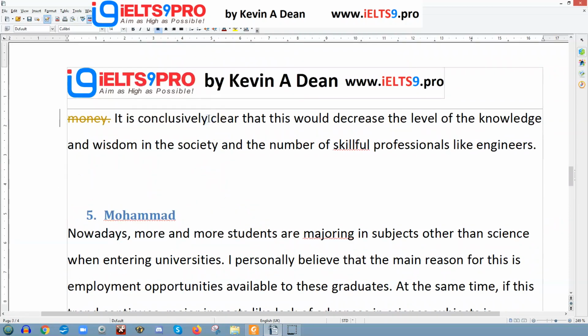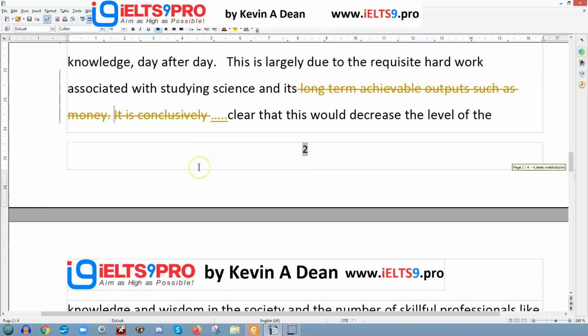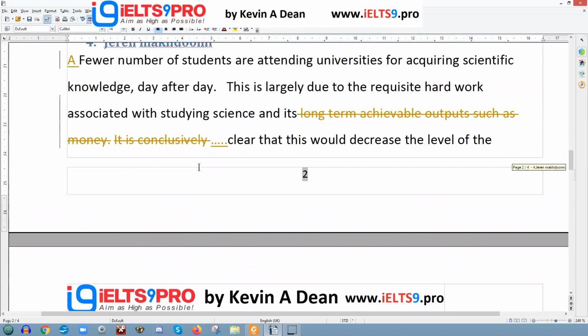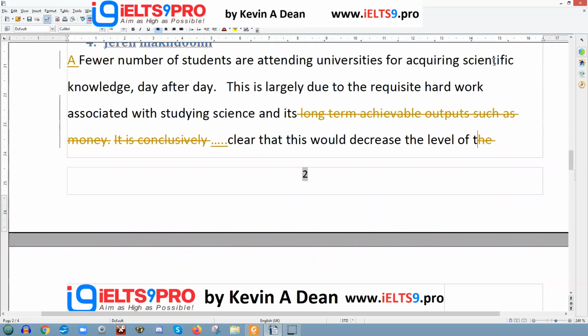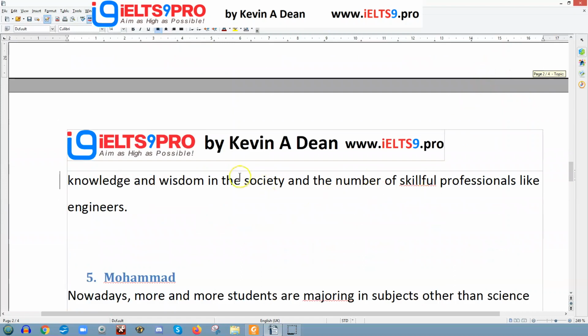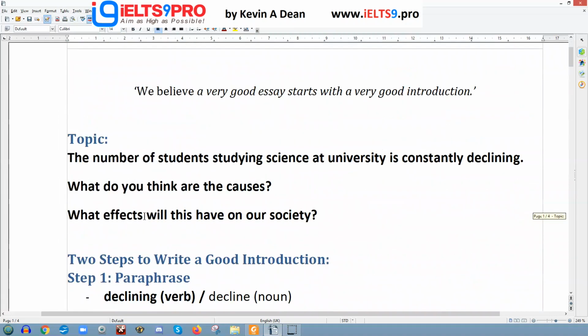No, it's not conclusively. No, it's not. You can't prove that. Don't use absolutisms. That this would decrease, you could say, in my view, or I believe, or it might be said, but you can't say this is conclusively. You can't prove that. That this would decrease the level of knowledge and wisdom in society, and a number of skillful professionals like engineers. That's not science, is it?